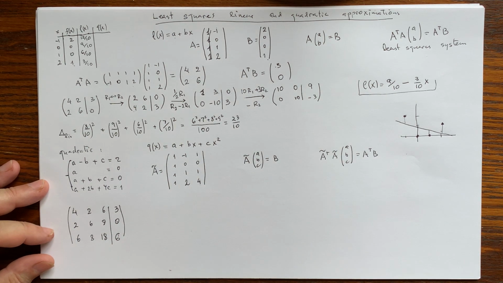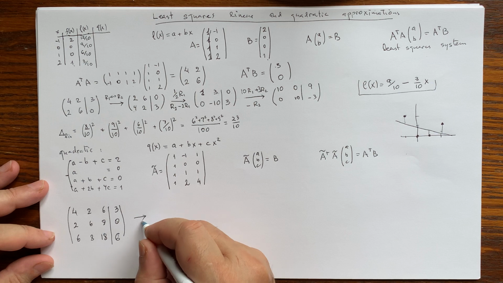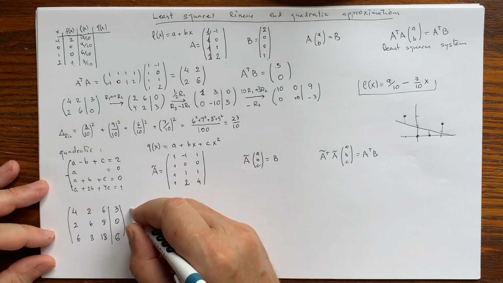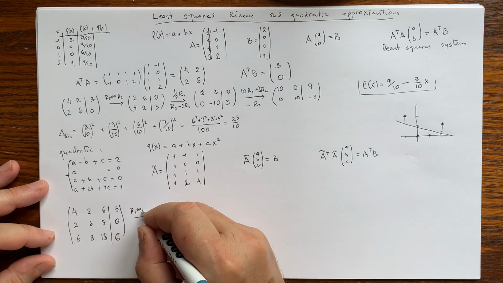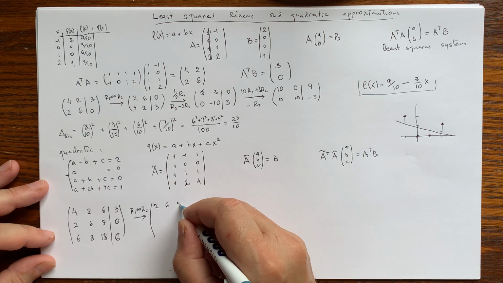So that is the system we have to solve now. And again, we could choose a better line for the first pivot, say this one. Swap the rows, place it where it should be.